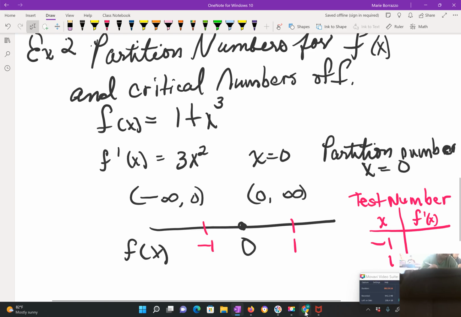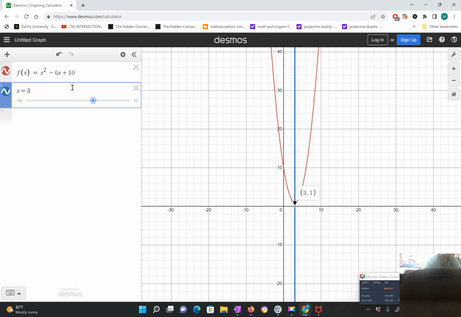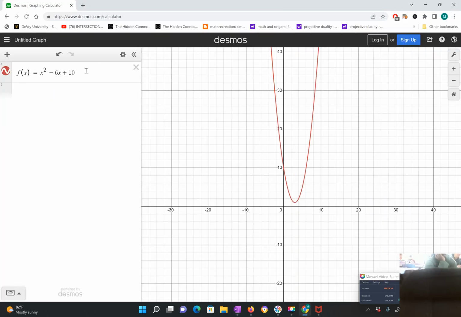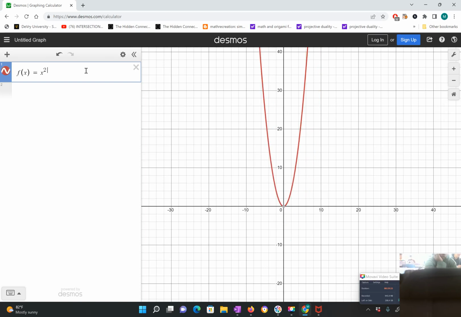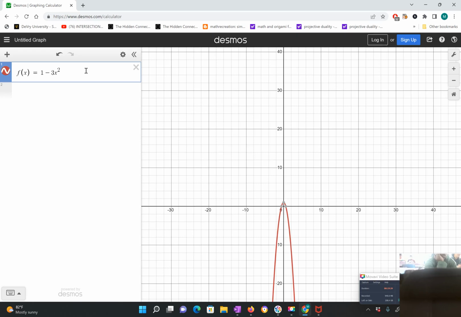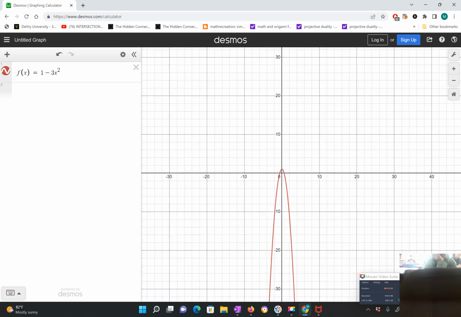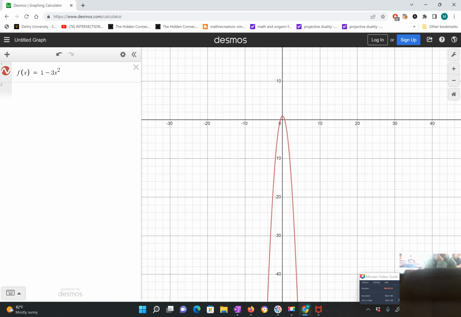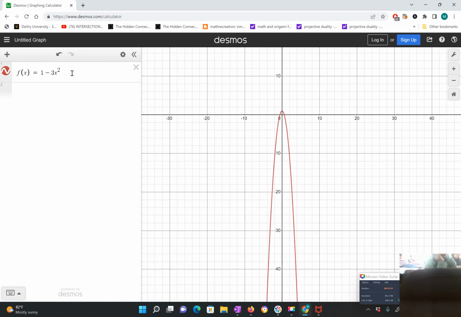All right. So I come over here and we're going to change this. I'm going to get rid of this. I'm going to get rid of this. So for f of x, I have 1 minus 3x squared. That's all I have here. So that's my diagram with x right in the middle. So here's x equals 0.